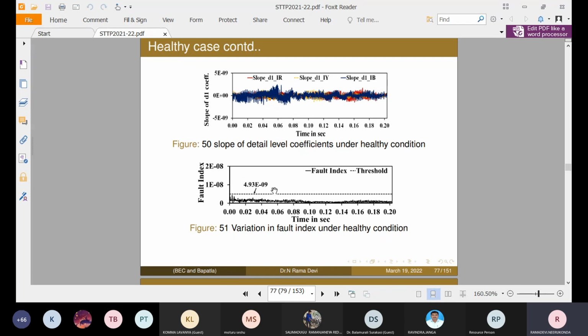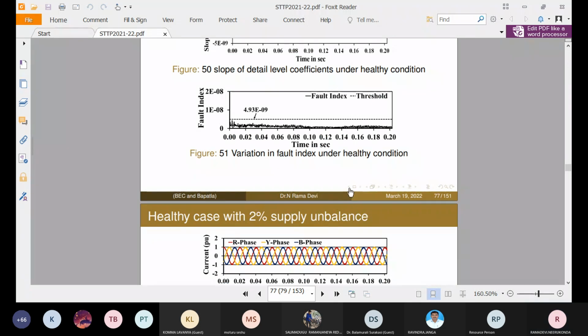Those values are compared with the adaptive threshold. Here under normal condition, the adaptive threshold value is obtained as 4.93E09, because it's a residue value. Because of that, we get a very small threshold value, that is 4.93E09. So the fault index values are less than this threshold. Because of that, this condition we call healthy.